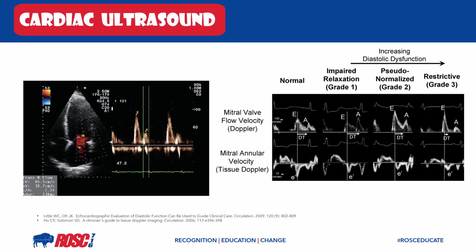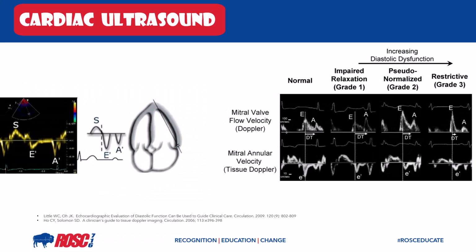We're going to put our gate right at the mitral valve inflow, and we're going to activate our pulse wave Doppler to measure mitral valve inflow velocity. In the graphic to the right, the upper spectrograph demonstrates E and A. E is the early diastolic flow velocity, and A is the atrial contraction.